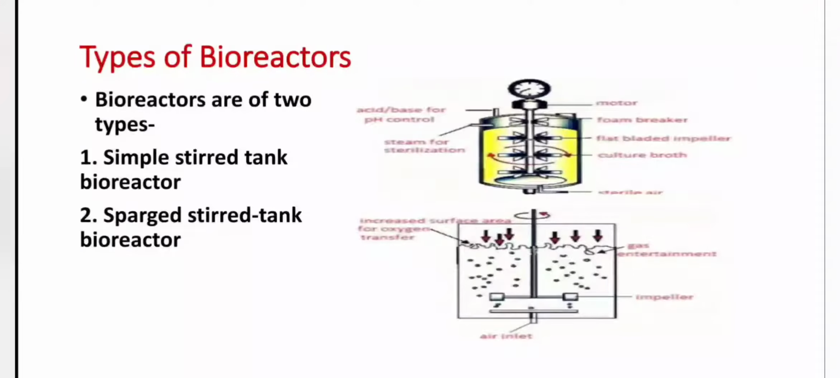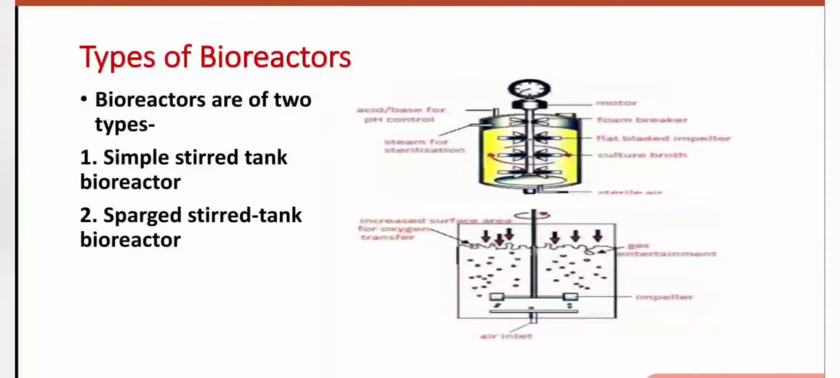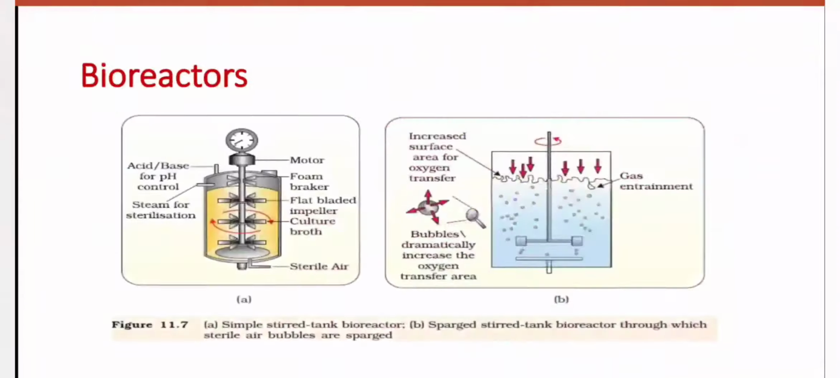Now this is the diagram of bioreactor. There are two types of bioreactors. First is simple stirred tank bioreactor. Next is sparged stirred tank bioreactor. These two are shown in this diagram. Again the diagram of simple stirred bioreactor. This diagram is given in NCERT book.